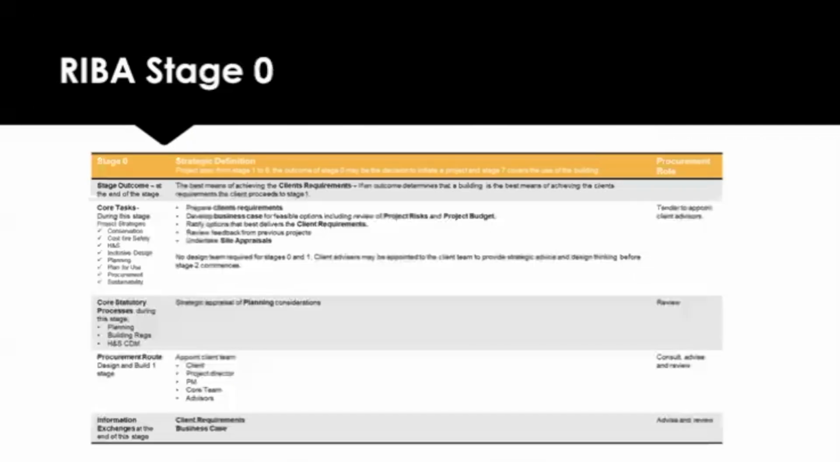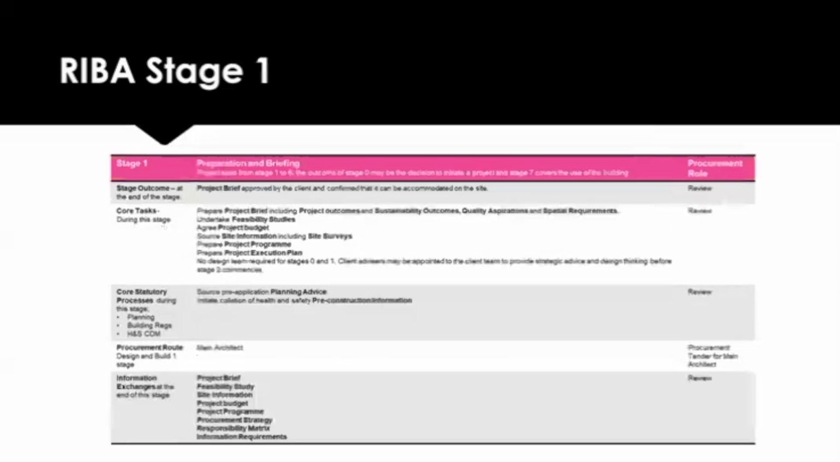So RIBA stage 0, this is just very early on in terms of a definition. We know that there's an opportunity that we're looking to pursue, and I guess the outcome really is to have a business case at the end of RIBA stage 0. If that business case is approved, we would go to RIBA stage 1, where we prepare and brief. So we look at things like the budget, the surveys. This is where your feasibility will come into play. You just want to make sure that all of that information is correct and it's still worth pursuing.